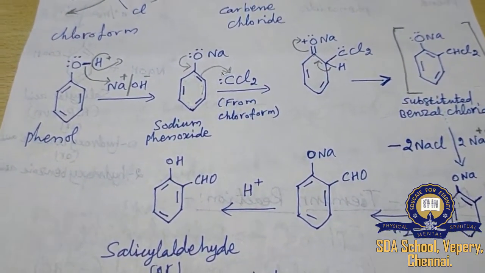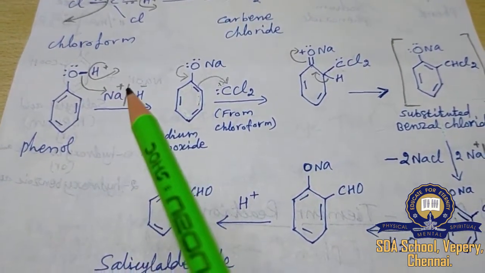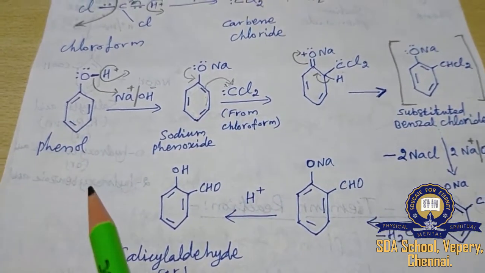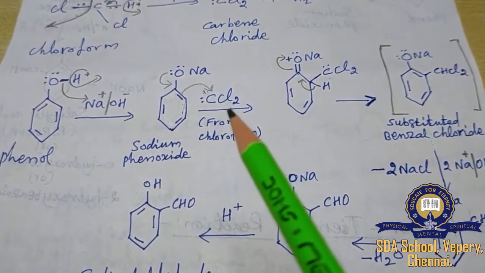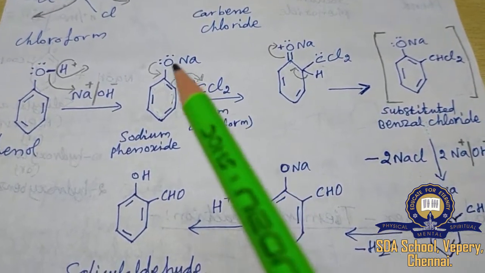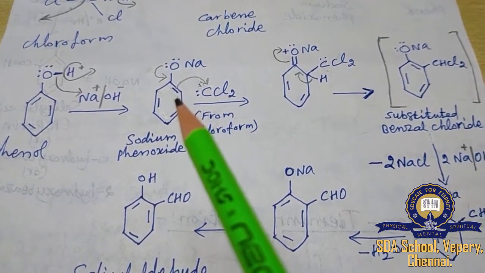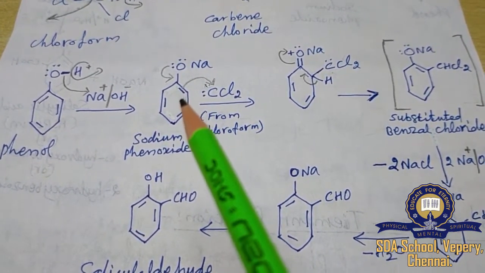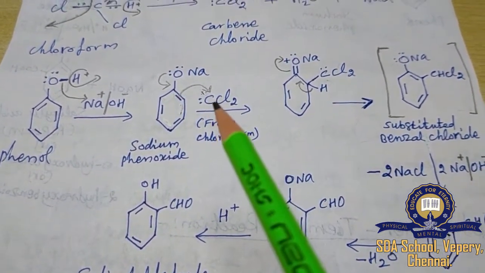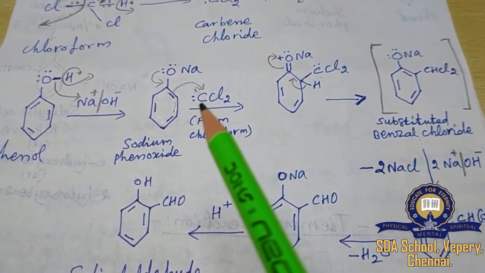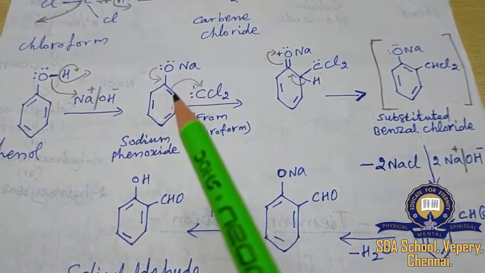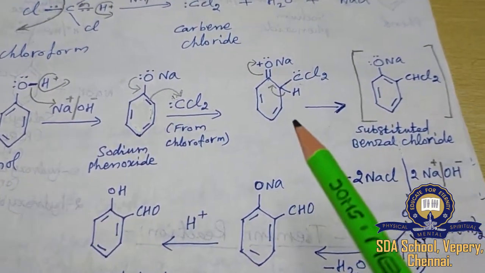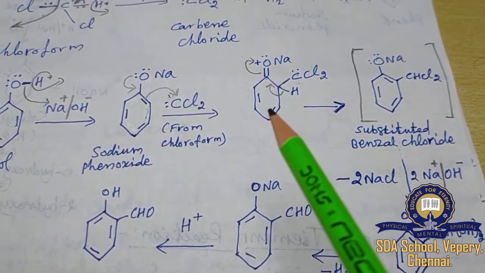Again in the same way, phenol is allowed to react with sodium hydroxide to give sodium phenoxide, since it is more highly reactive than phenol. Here the carbon chloride reacts with the benzene ring by using one of the delocalized pi electrons. It comes out from the benzene ring and attacks that carbon. That carbon chloride attaches to the benzene ring at the ortho position. So it will give such an addition product.